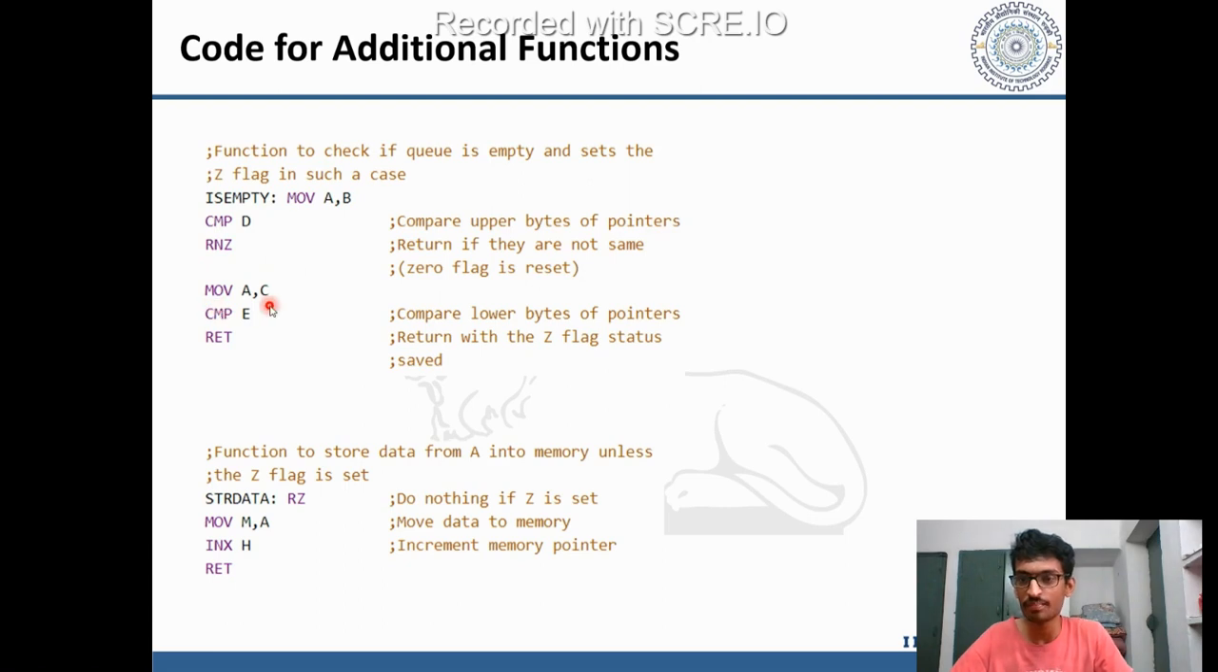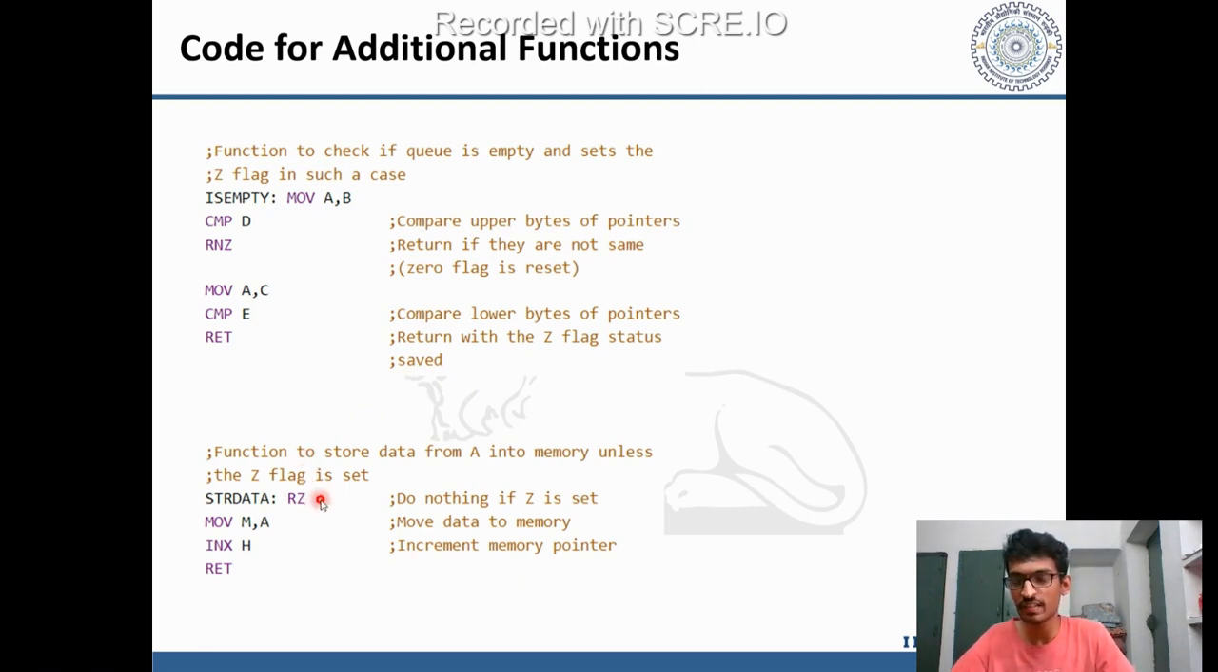Then I have done a similar procedure for the lower bytes of the pointers. I've moved the C register into A and compared it with E. And now if both of these are equal, the zero flag will be set, and that will happen only if both the bytes are the same, and that means the queue is empty. And then it will return, but with the value of the zero flag state saved. This needs to be used in the later code.